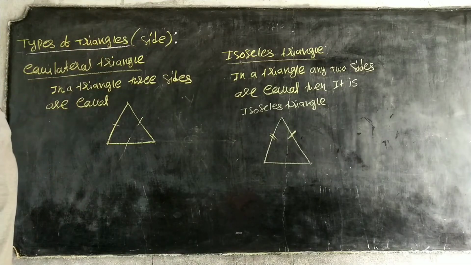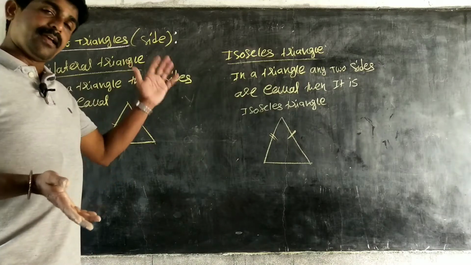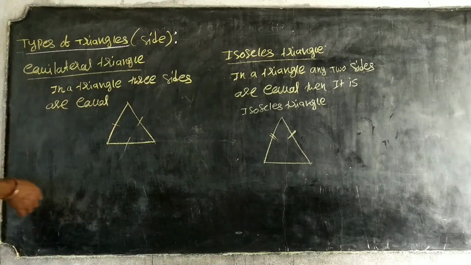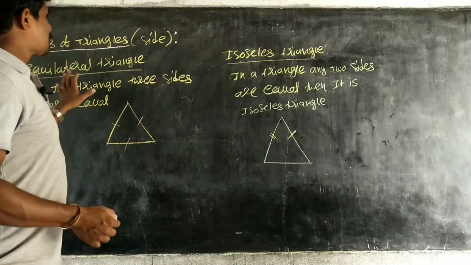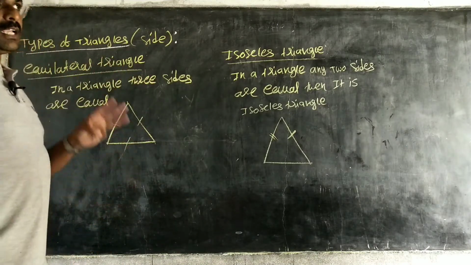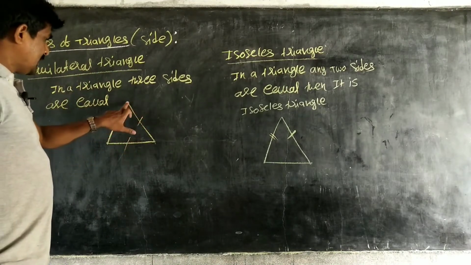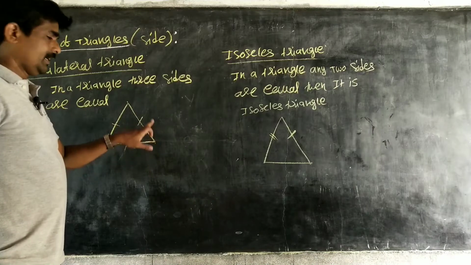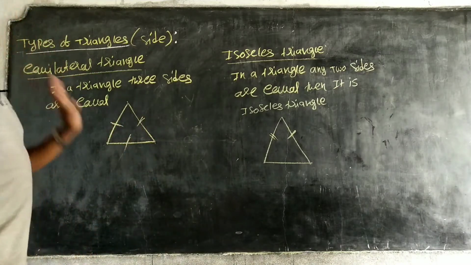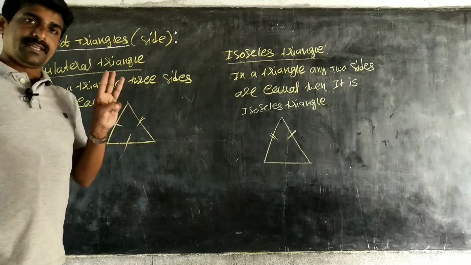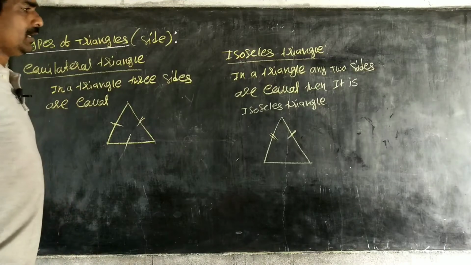Types of triangles. Types of triangle are based on sides and based on angles. Now I am taking only sides. First one, equilateral triangle. Every triangle has three sides. So in a triangle, if three sides are equal, then it is an equilateral triangle. Simple concept. Three sides are equal, then it is called an equilateral triangle.